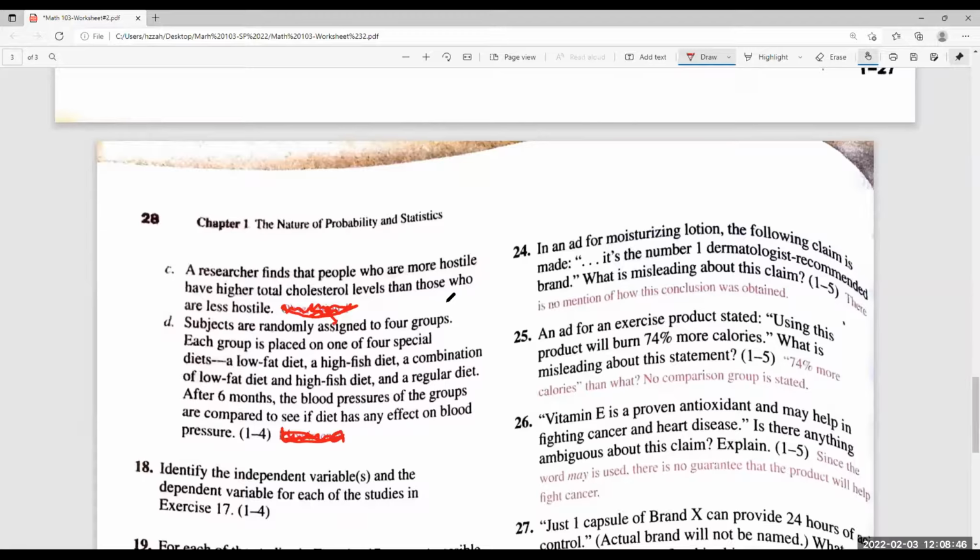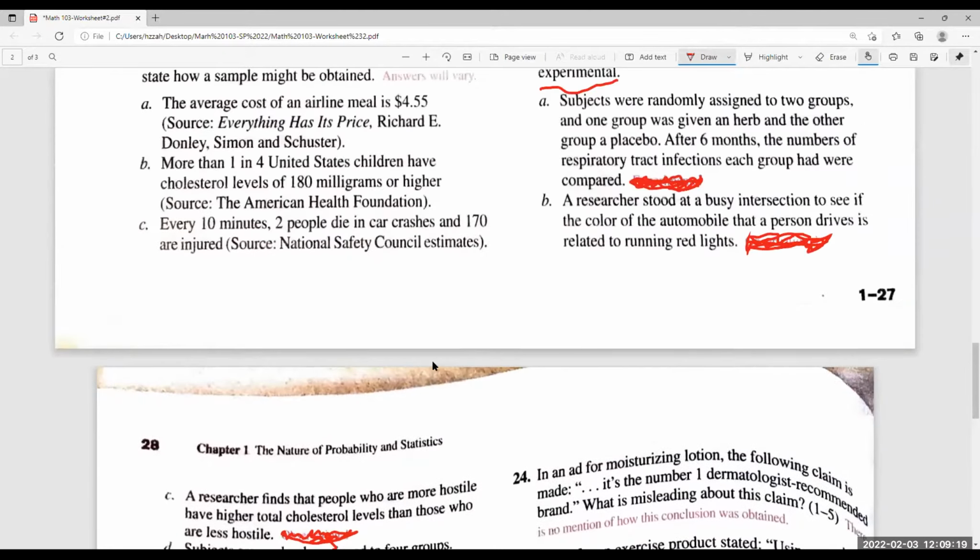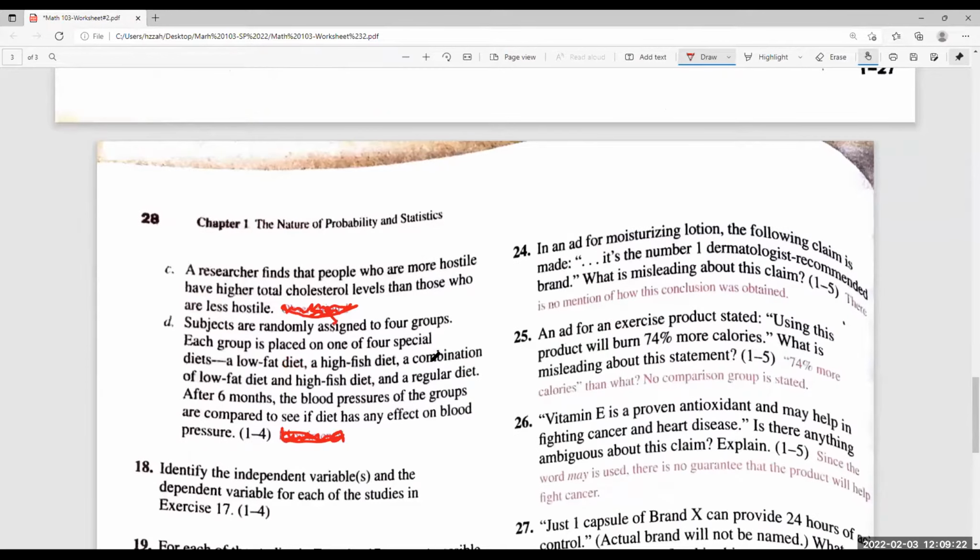Question. Part D, subjects are randomly assigned to 4 groups. Each group is placed on one of the 4 special diets, a low-fat, high-fish diet, a combination of the low, and so on. After 6 months, the blood pressures of each group are compared to see if the diet has any effect on the blood pressure. Experimental. It is experimental. See, nicely you explain the full experiment that you have to design.